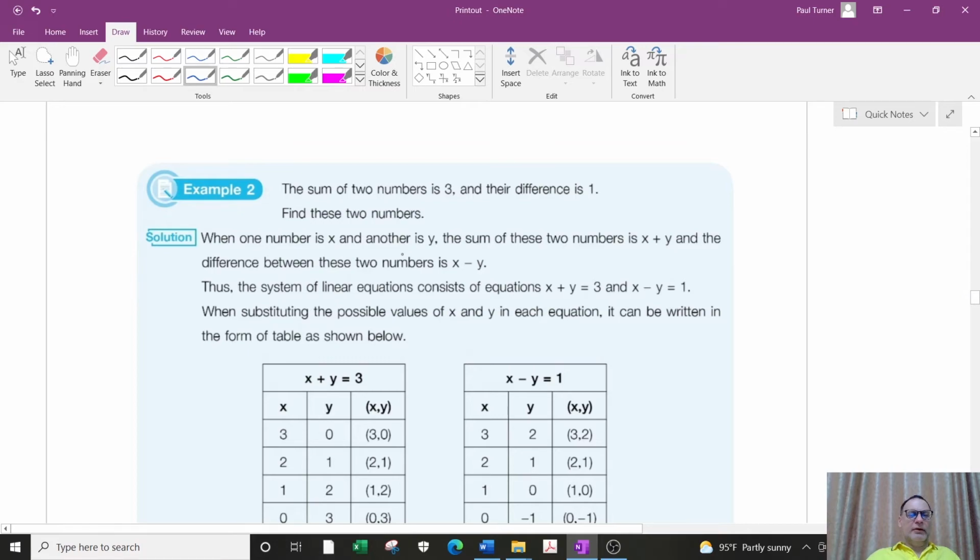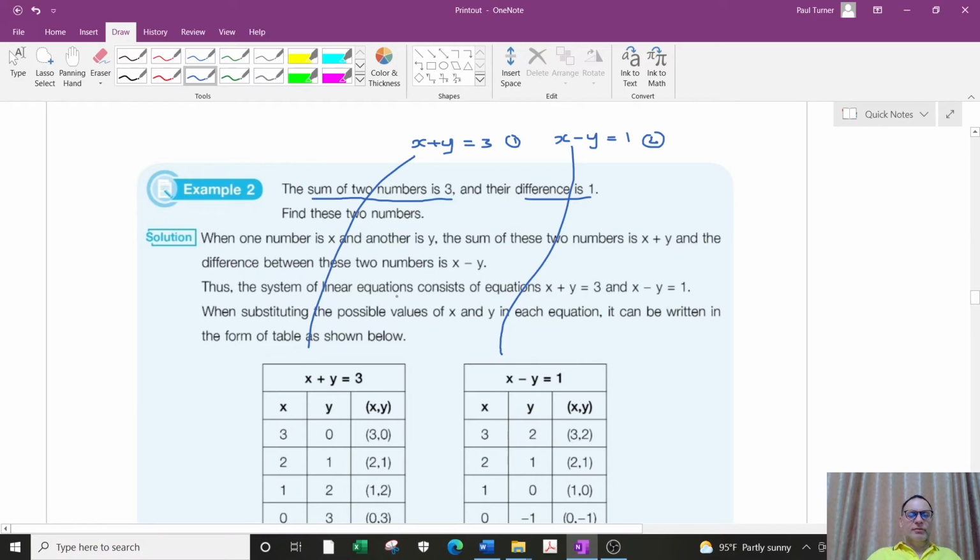Okay. Now, in example 2, we have 2 sets of graphs. The first part says the sum of 2 numbers is 3 and their difference is 1. So that means that the sum of 2 numbers, x and y, is 3. Let's call that equation 1. And their difference is 1. So when you subtract them, you'll get 1. That's equation 2. Okay, and then we do 2 sets of graphs.